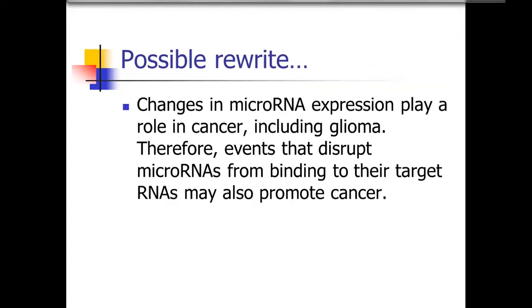So I took that passage and I rewrote it, kind of trying to fix some of these issues that I just pointed out to you. And I'll tell you, I did not have the author sitting right next to me while I was doing this edit, so I'm not 100% sure that I've completely represented what they were trying to say, but I think I've got the general idea. So the rewrite says, "Changes in microRNA expression play a role in cancer, including glioma. Therefore, events that disrupt microRNAs from binding to their target RNAs may also promote cancer." And I think that's just a lot easier to understand. I fixed a lot of those issues that I talked about earlier, and notice how much shorter that second passage is than the original.